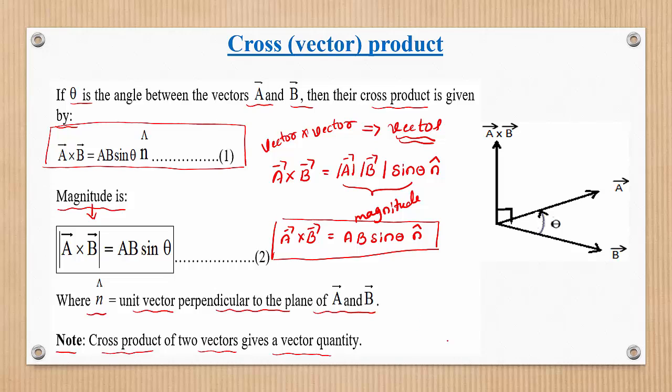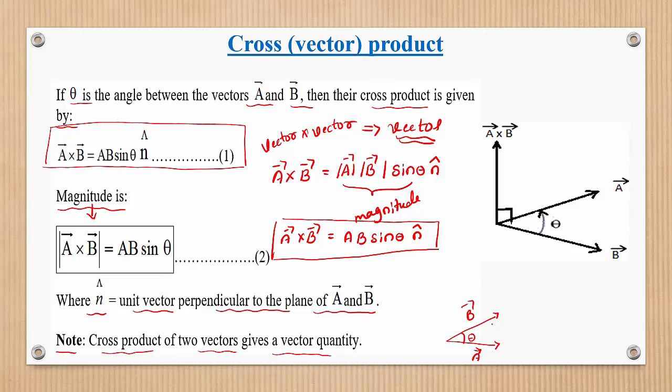See here. Let us consider two vectors. This is vector A and this is another vector B. The angle between these two vectors is theta. Now, the resultant is also a vector quantity. We want direction. Magnitude, normally, we can write A, B, sine theta. We will get the answer.